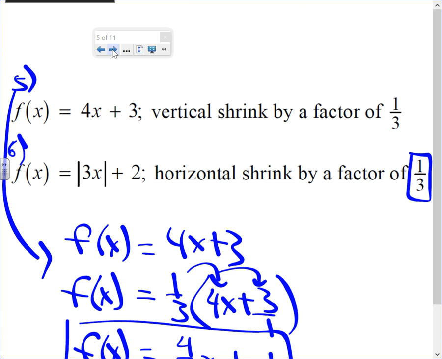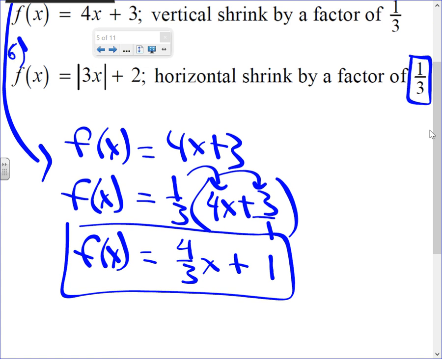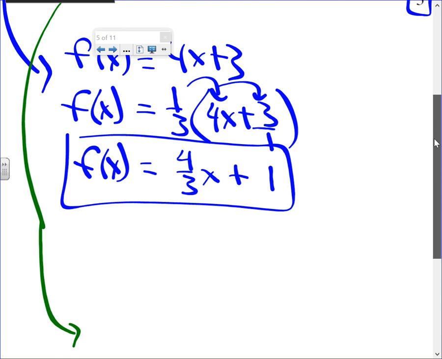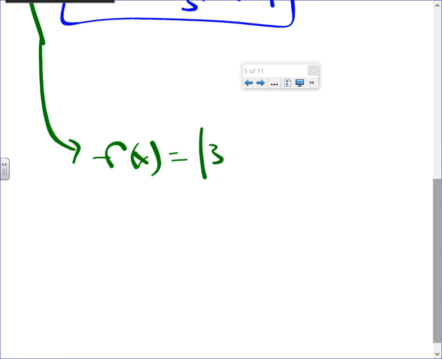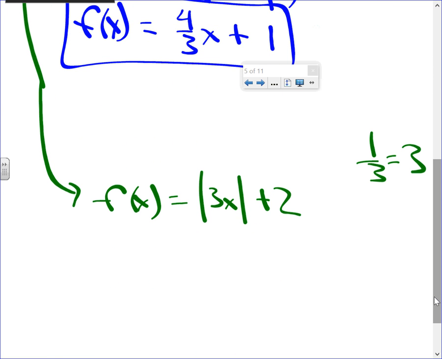Let's see, watch this. So, I'll put this last one in green. Put it on the work right here. So f of x equals the absolute value of 3x plus 2. Here we go. F of x equals absolute value 3x plus 2. So horizontal shrink by a factor of 1/3. They gave us 1/3. What's the reciprocal of 1/3? 3. So watch this now. The reciprocal of 1/3 means it's 3. So 1 over 1/3 is 3. So there's our a value.